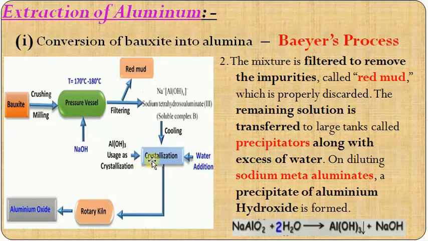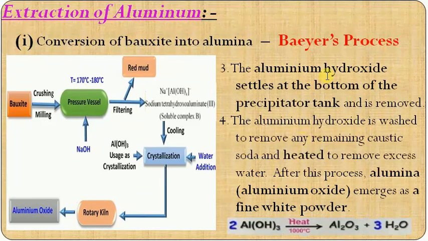So this mixture is taken into the rotary kiln. There we will see what happens. The aluminium hydroxide settled at the bottom of the precipitator tank is removed, and washing is very important to remove the remaining sodium hydroxide, something like caustic soda.